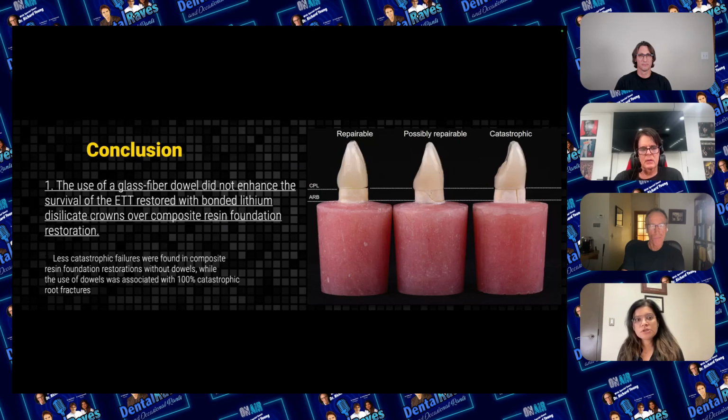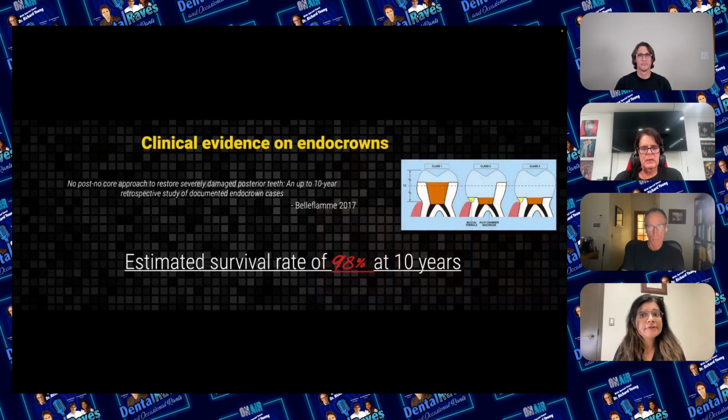Again, the limitation is this was an in vitro study, but you see the results clearly: less catastrophic failures were found in composite resin foundation restorations without dowels, no ferrule, while the use of dowels was associated with 100% catastrophic root fractures. And the picture speaks for itself.